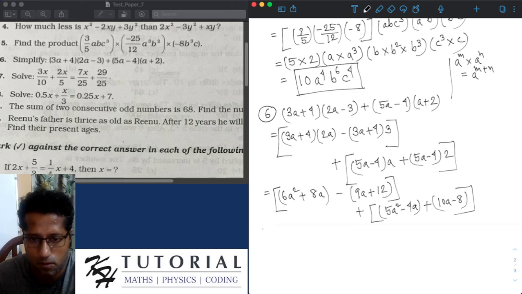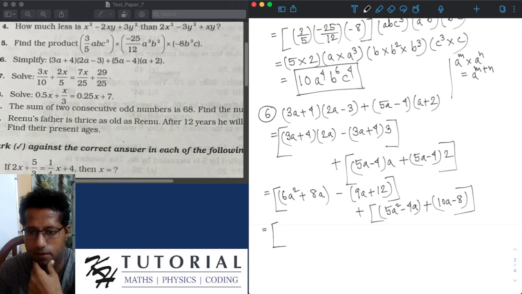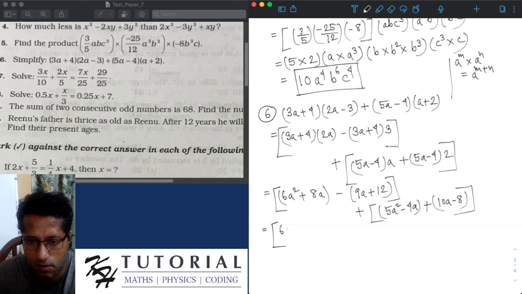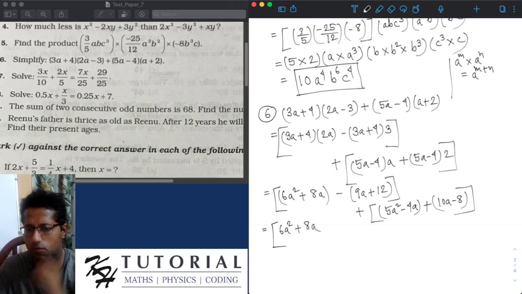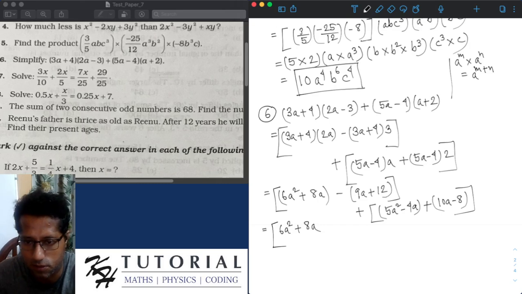Now we will remove the inner grouping symbols inside both the square brackets. For the first square bracket, the first grouping symbol can be removed easily because it doesn't have any negative sign before it, so this is 6a square plus 8a. But to remove the second inner grouping symbol, there is a negative sign, so the sign of its terms will change, so it will be minus 9a minus 12.